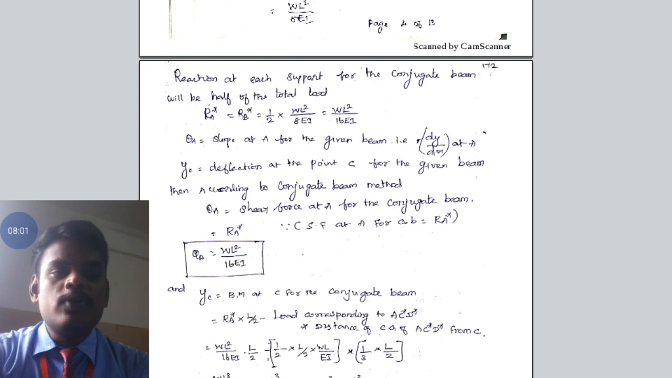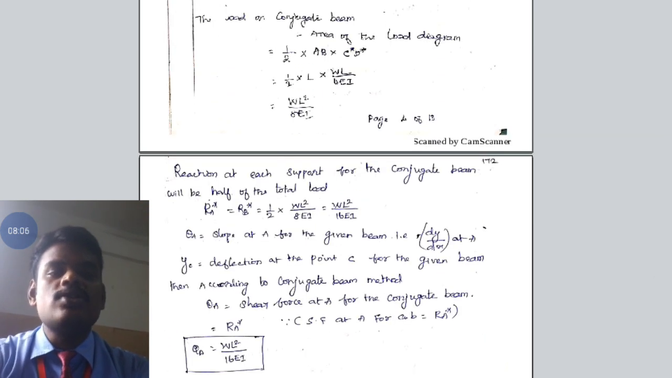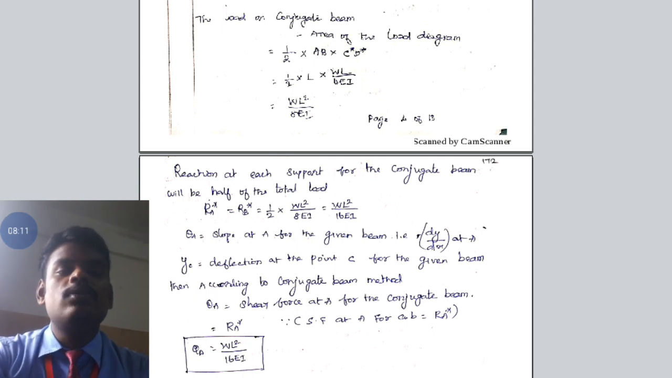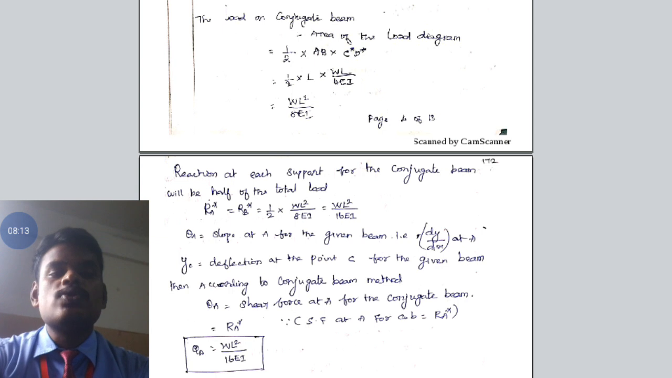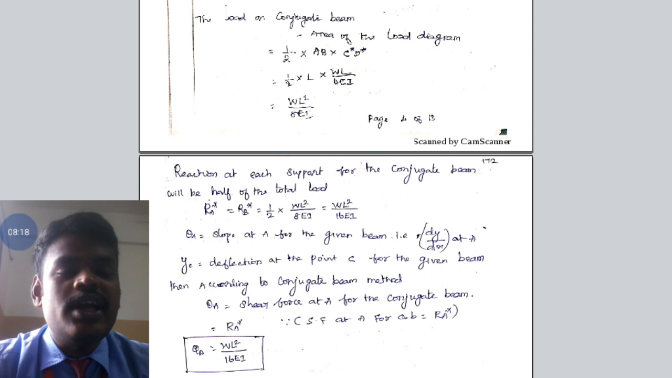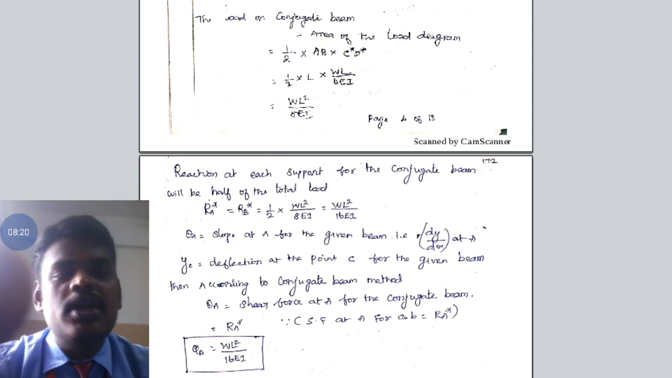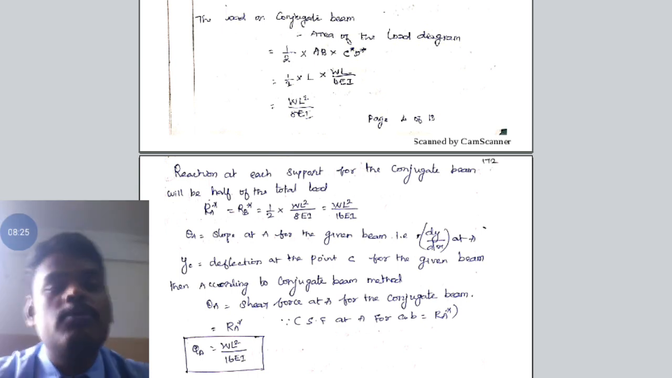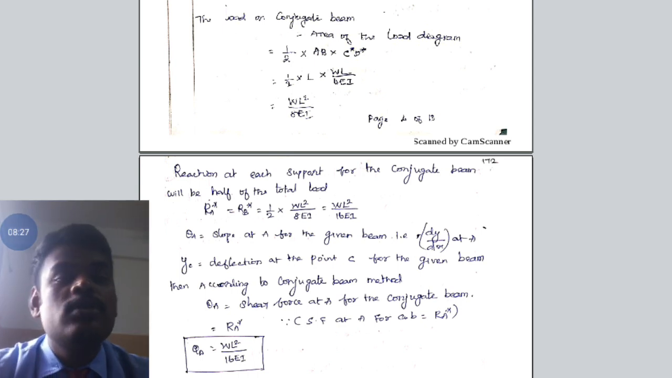The reaction at each support of the conjugate beam will be half of the total load. So the total load we have calculated is WL square divided by 8 EI. Half of this value will be transferred to both RA star and RB star. Therefore the values of reaction at A and B are half of the load, which is WL square divided by 8 EI. Therefore RA star is equal to RB star, which is equal to WL square divided by 16 EI.